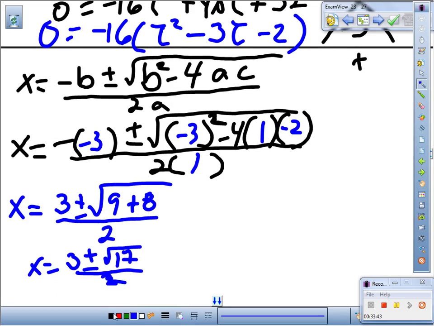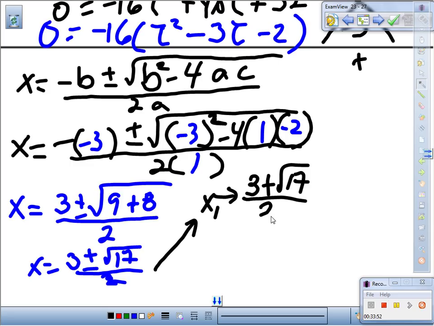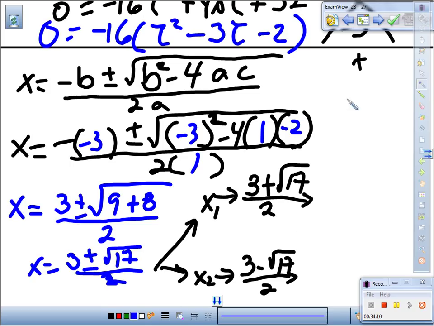At this point, we write two equations, yeah? x sub 1 equals 3 plus the square root of 17 over 2. x sub 2 equals 3 minus the square root of 17 over 2. How do we find the square root of 17? Well, we need to find the decimal equivalent, right? The square root of 17 is in between what two perfect squares? 16 and 25. Yes? So this is going to be approximately 4 point something.